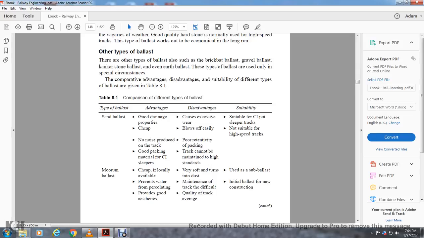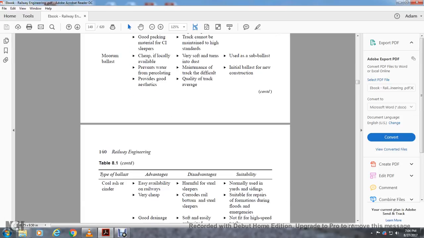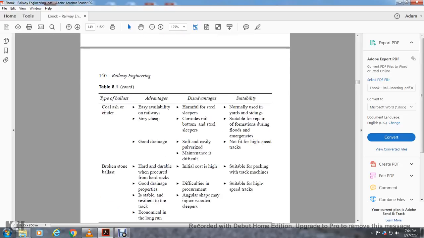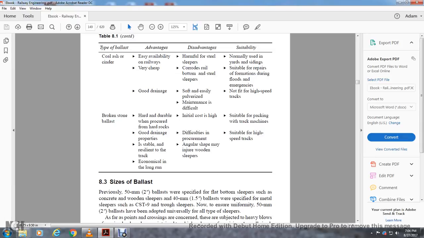Suitability: as sub-ballast, and as initial ballast for new construction. Coal ash or cinders. Advantages: easily available to railways, very cheap, good drainage. Disadvantages: harmful for steel sleepers, it corrodes the rail bottom and the steel sleepers, maintenance is difficult. Suitability: normally used in yards and sidings, suitable for repairs and formations during floods and emergencies, not fit for high-speed tracks.